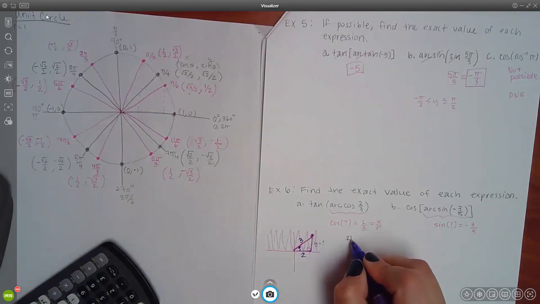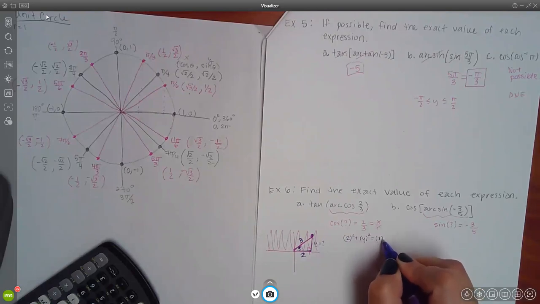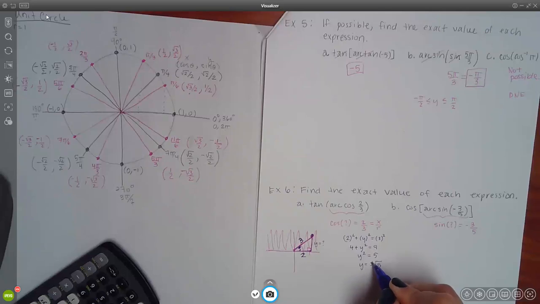How do you figure out what the y is? So we have one leg squared plus the other leg squared equal to the hypotenuse squared. So then if I minus 4 on both sides, I get 5. And if I take the square root, I get plus or minus square root of 5, but which one is my side? Look where I'm at. Am I supposed to have a positive y value or am I supposed to have a negative y value? In quadrant 1, the y is up, right? So I'm supposed to have a positive y value. So my y value is square root of 5, positive.